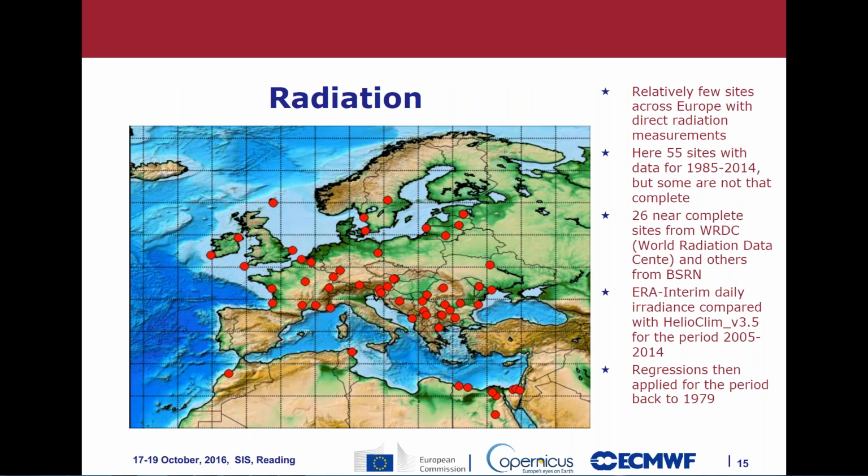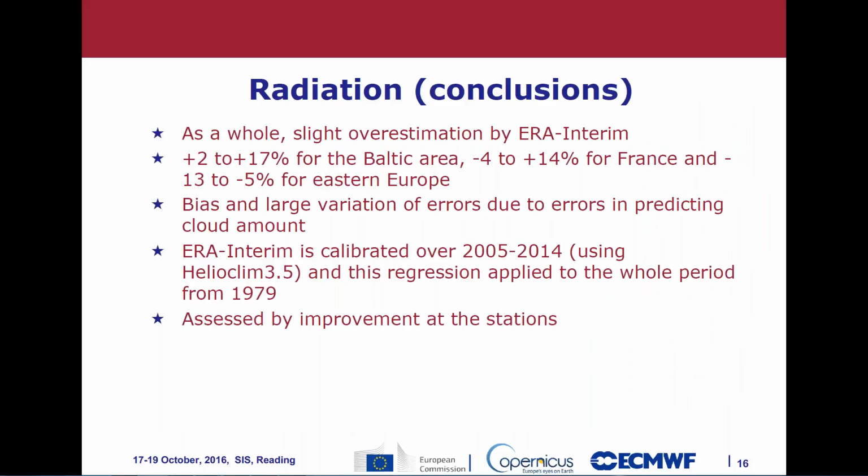So effectively, we've developed a technique to take a satellite data set called HelioClim, which is available from 2003 to 2012, and then to relate that with regression to the ERA interim, and then apply those regression relationships back to 1979, and then we can compare them with these station data we have plotted here from the 55 locations across Europe and North Africa. And as I say, we'll be writing all this up in a scientific paper, which we'll be submitting to a journal fairly soon.